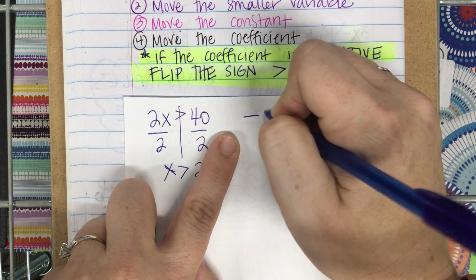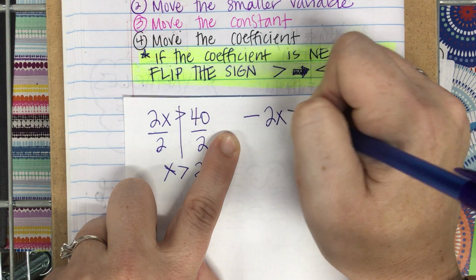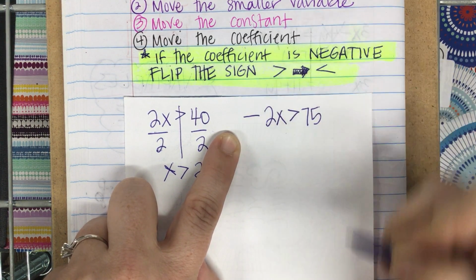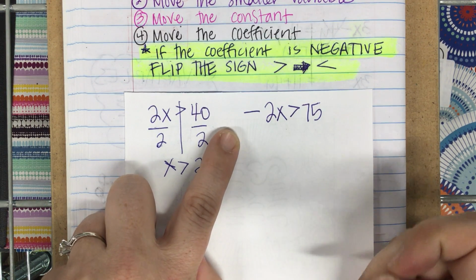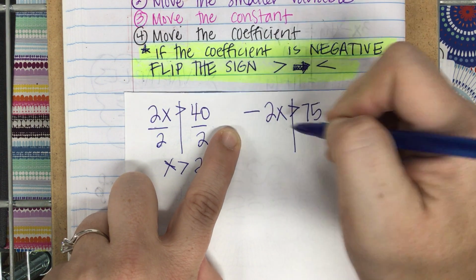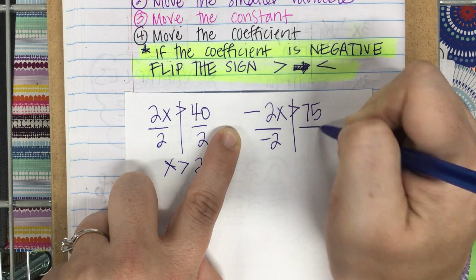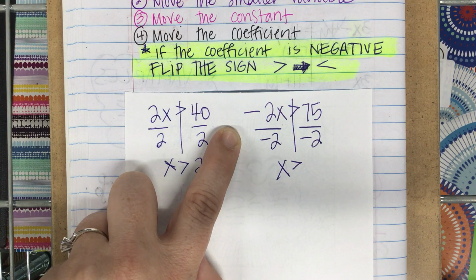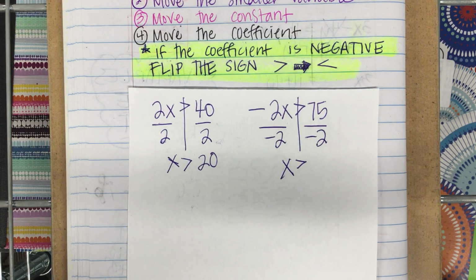So let's try this. Negative 2x is greater than 75. Let's throw a decimal in there just to be crazy. If I divide by negative 2 but I don't flip my symbol, what's negative 75 divided by negative 2?